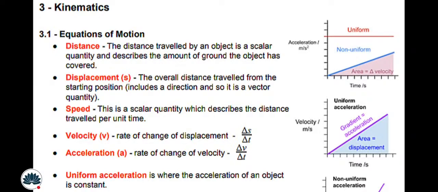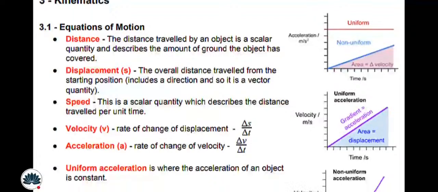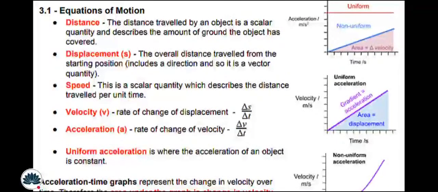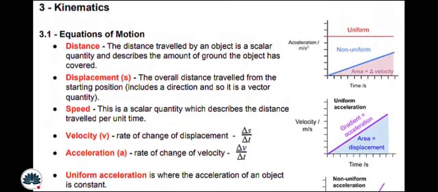Velocity is the rate of change of displacement, as shown by delta s upon delta t, where delta s means the change in displacement upon change in time. Acceleration is the rate of change of velocity, where delta v upon delta t means the change in velocity upon change in time. So this is nothing new. I hope this is very clear to you guys.